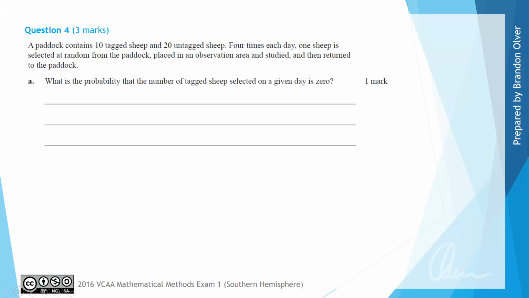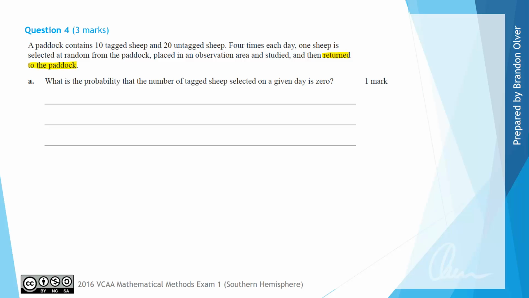For question 4 we have a paddock containing 10 tagged sheep and 20 untagged sheep. 4 times each day one sheep is selected at random from the paddock, placed in an observation area and studied, and then it is returned to the paddock.